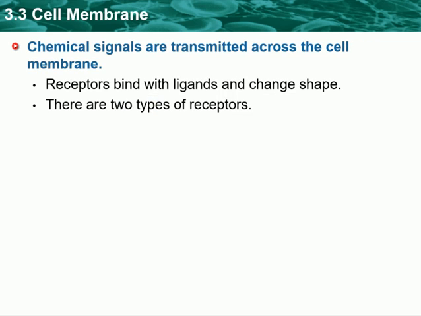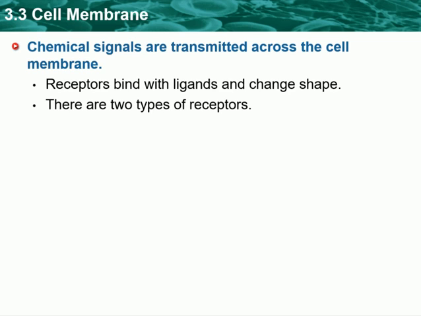Second main idea: chemical signals are transmitted across the cell membrane. Recall that cell membranes may secrete molecules and may contain identifying molecules, such as carbohydrates. All these molecules can act as signals to communicate with other cells. But how are these signals recognized?